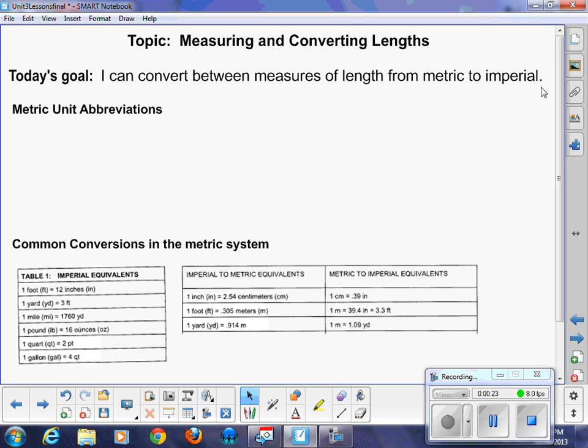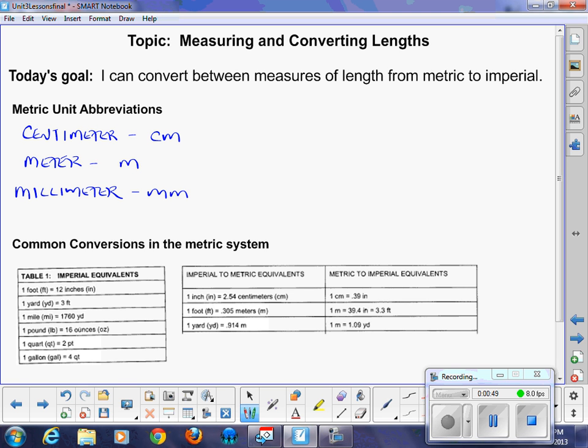So before we go too far, let's talk about metric unit abbreviations. There's only a couple common ones that I want to worry about today. Centimeter, in no particular order. So we have centimeter, we use cm. Meter, we want just the m. And finally millimeter, and that's mm. All right.